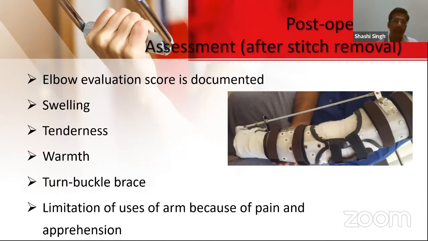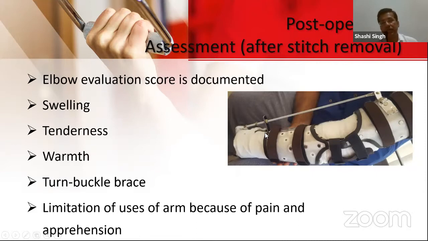Some swelling was present, and he complained about some tenderness. Temperature was definitely high because it was still under the surgery influence. This is the turnbuckle splint, the turnbuckle brace, which we usually give on the fifth day itself.